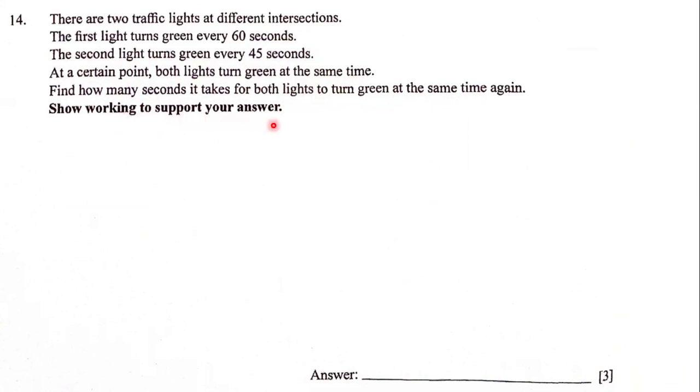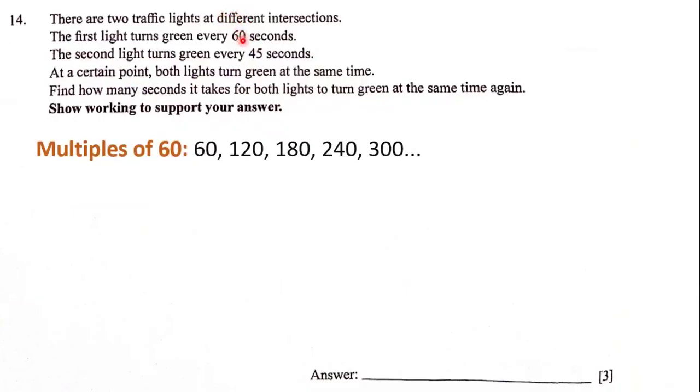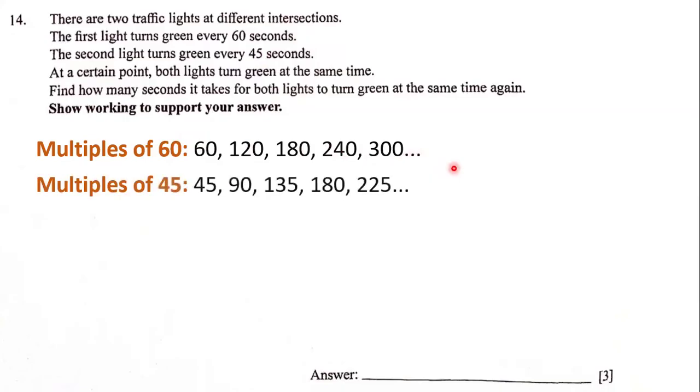What this question is basically asking us for is they want us to figure out what is the LCM of 60 and 45. And once we find the LCM of 60 and 45, that will be our answer. So what are the multiples of 60? Well, the multiples of 60 are 60, 120, 180, 240, 300, and the list goes on. The multiples of 45 are 45, 90, 135, 180, 225, and the list goes on.